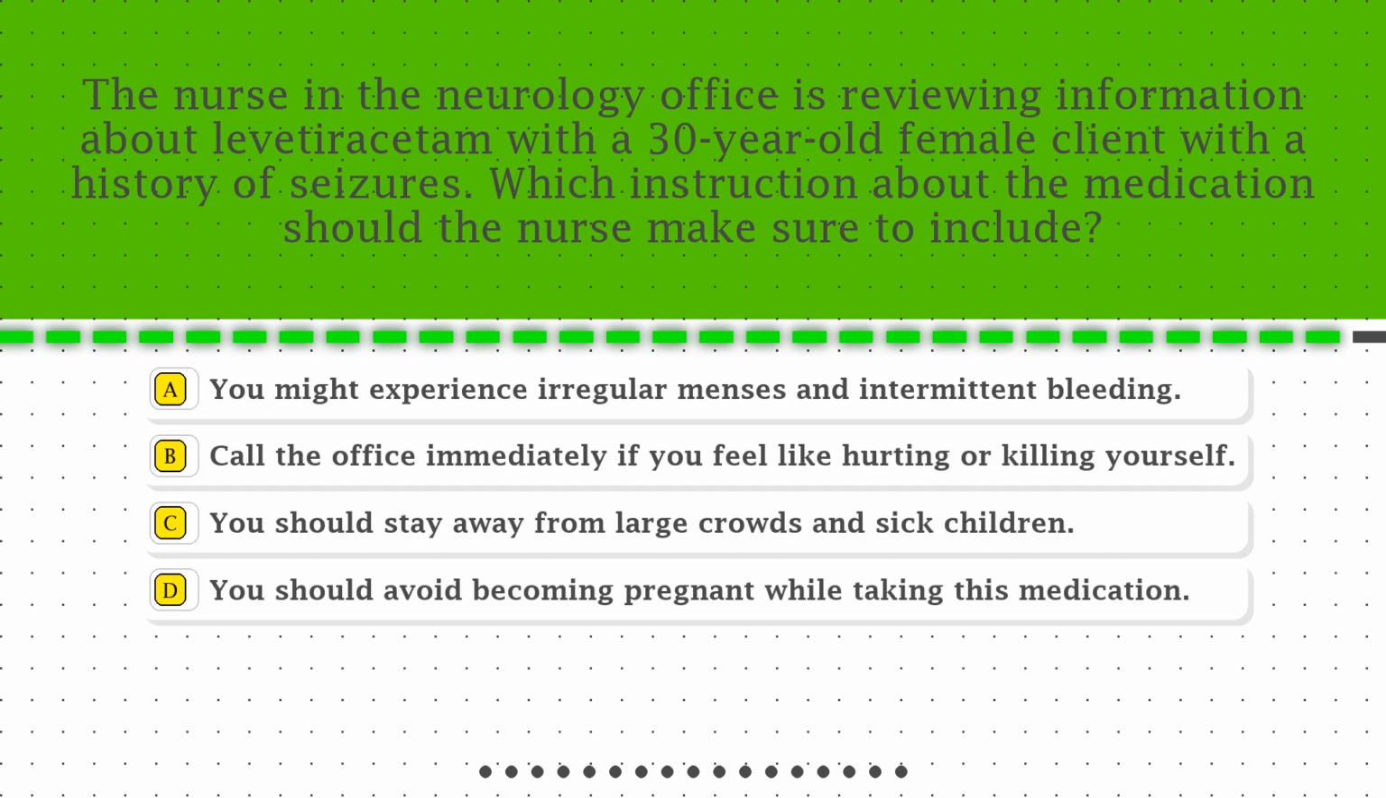Question 10. The nurse in the neurology office is reviewing information about levetiracetam with a 30-year-old female client with a history of seizures. Which instruction about the medication should the nurse make sure to include? Option A, you might experience irregular menses and intermittent bleeding. Option B, call the office immediately if you feel like hurting or killing yourself. Option C, you should stay away from large crowds and sick children. Option D, you should avoid becoming pregnant while taking this medication.